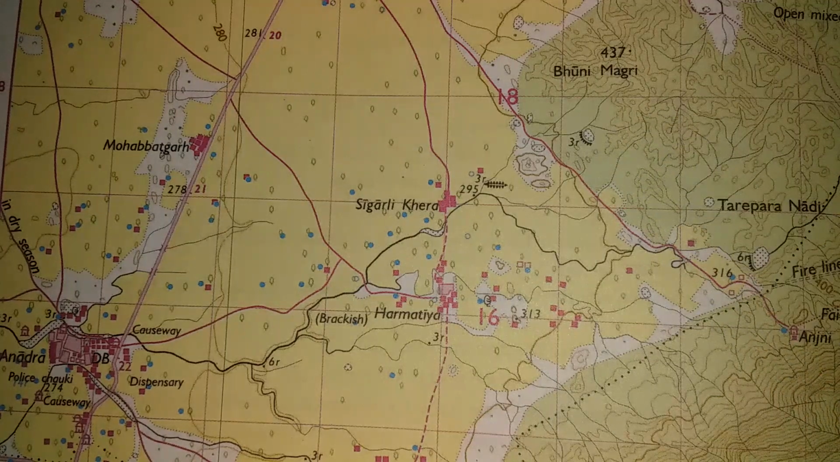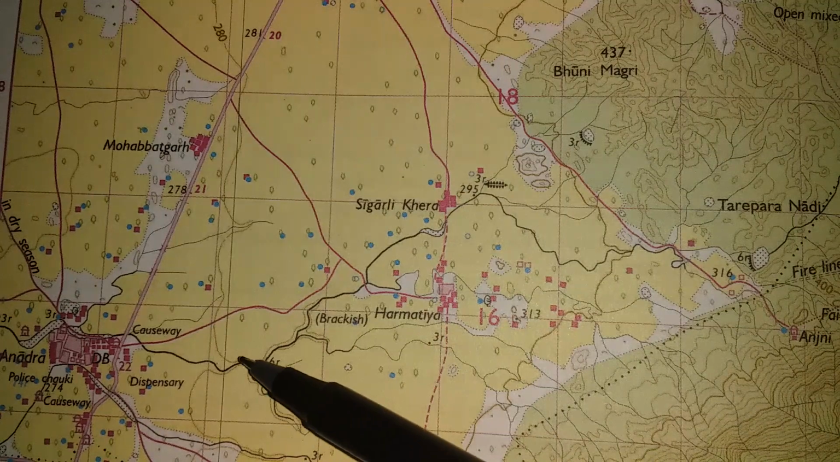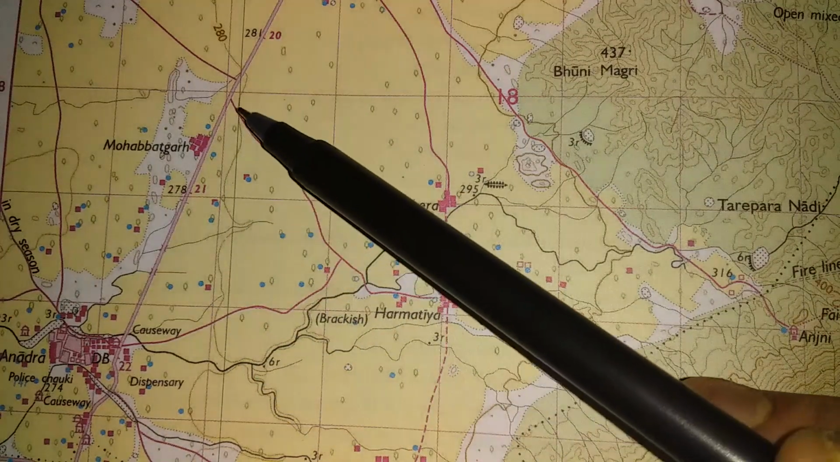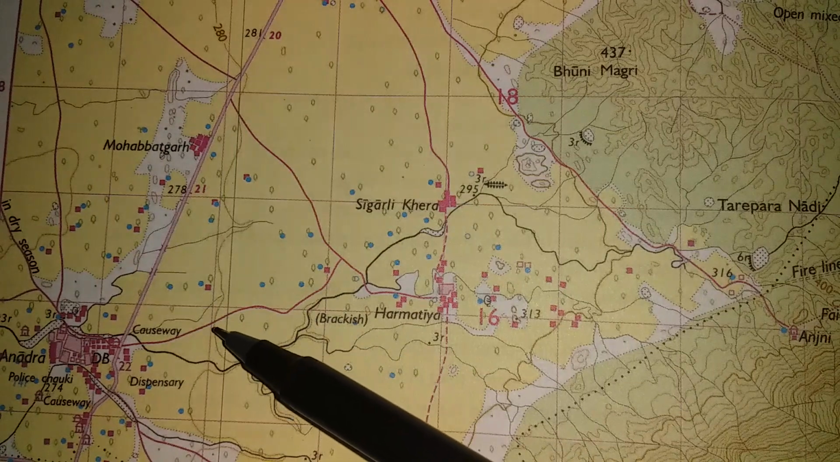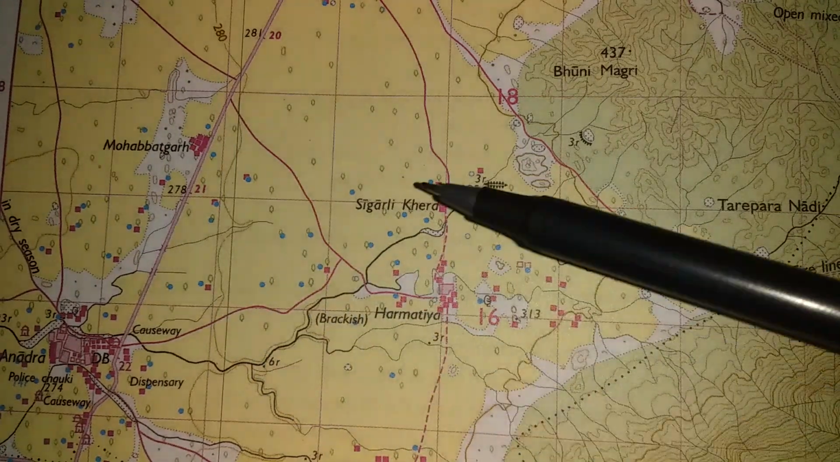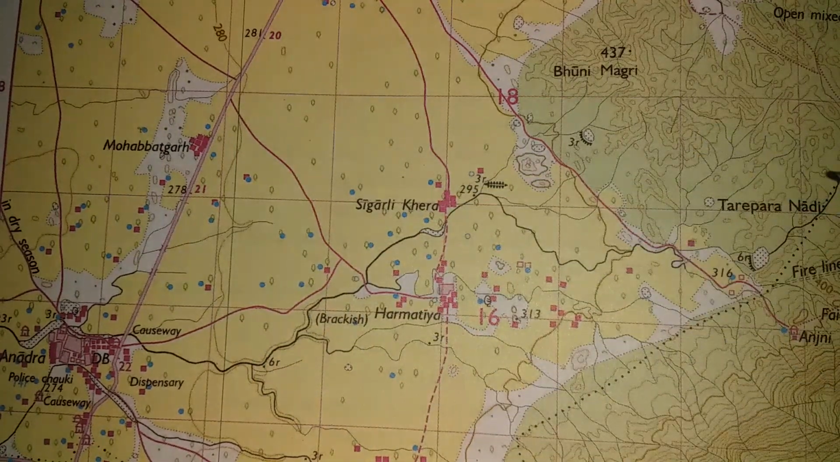And brown color is used to depict contour lines. Contour lines will be drawn in brown color. This is a contour 280, so it is drawn in brown color. And if you have sandy features, they will be depicted with brown dots.